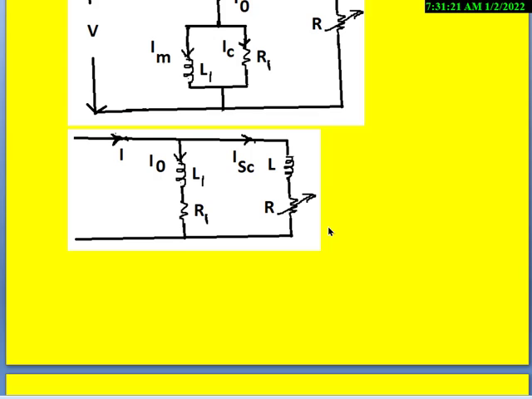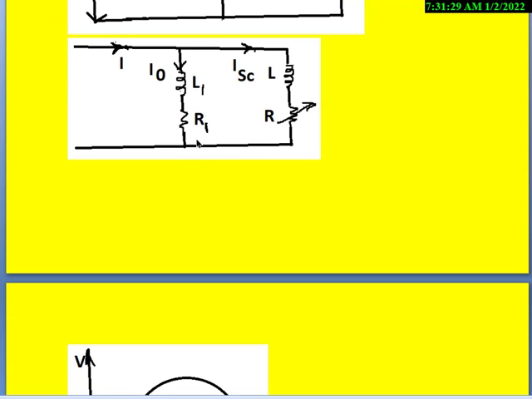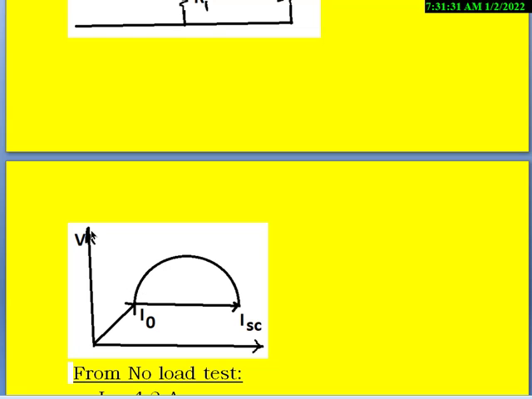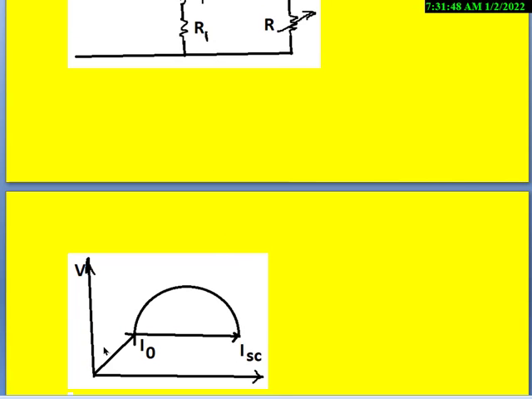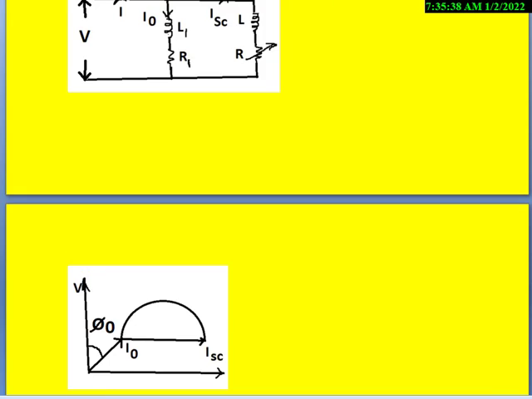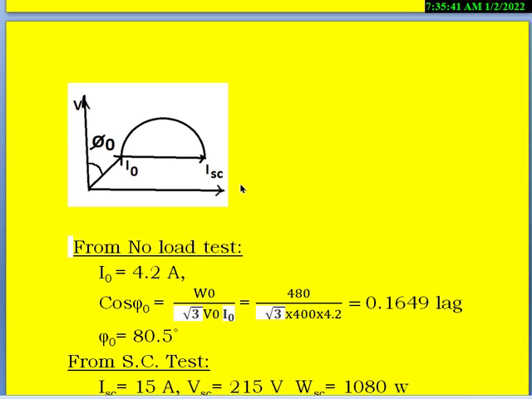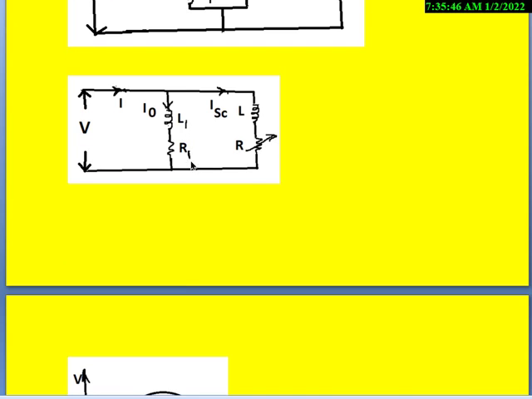From the circuit theory, we can draw the current locus diagram for this circuit like this. So we take the applied voltage on the y-axis. When we calculate this I0, we find that this I0 is lagging the applied voltage by some angle called phi naught like this. So this is nothing but the current locus diagram of this circuit.